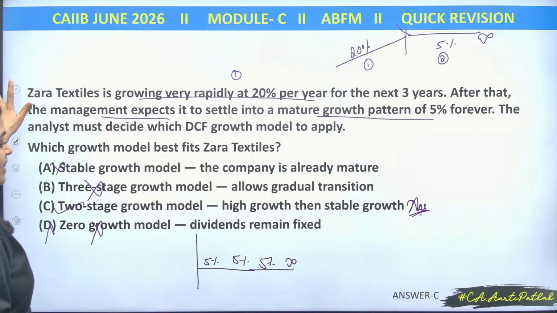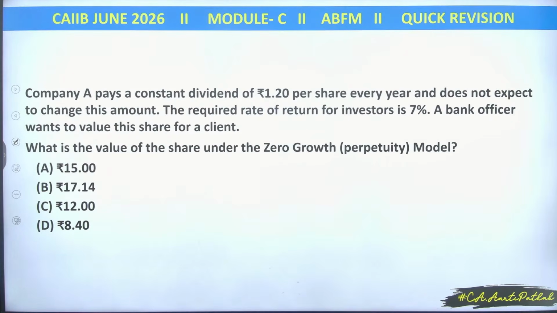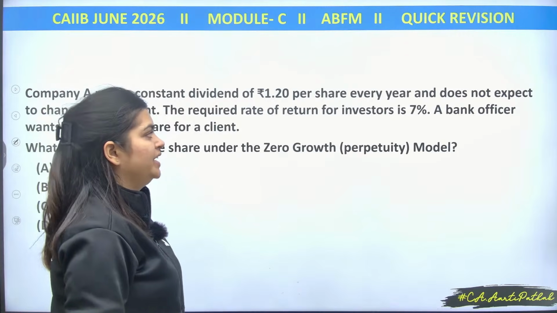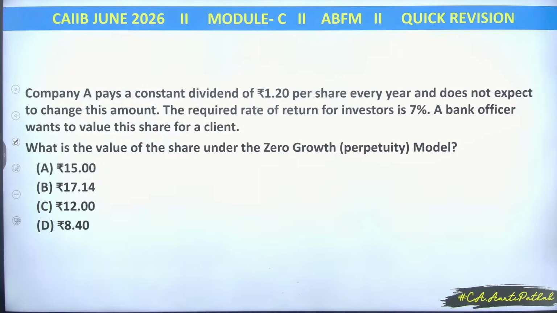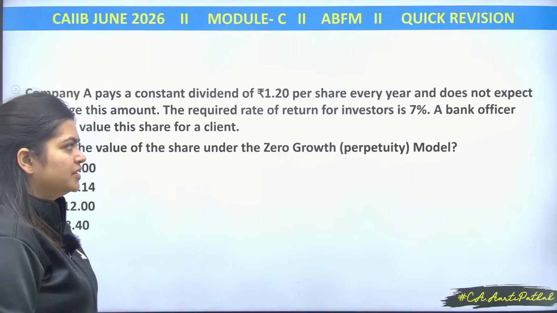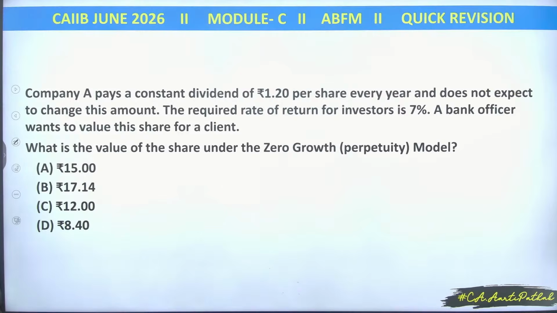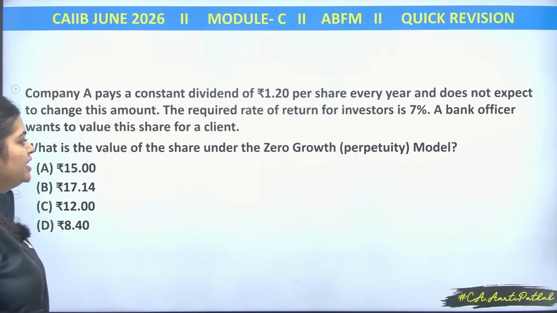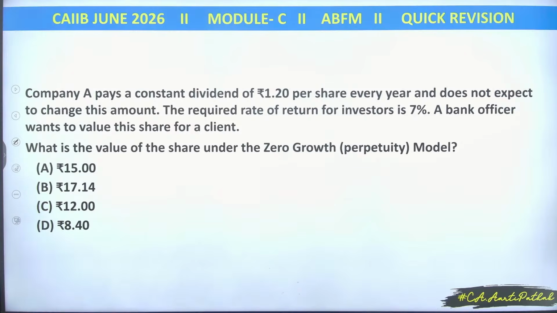Okay. Now coming to next question. Company A pays a constant dividend of 1.2 per share every year and does not expect to change this amount. Now, the required rate of return for investors is 7% and the bank officer wants to value this share for a client. Now, what is the value of their share under the zero growth model? You need to apply here zero growth model formula. Please everyone try to solve it.